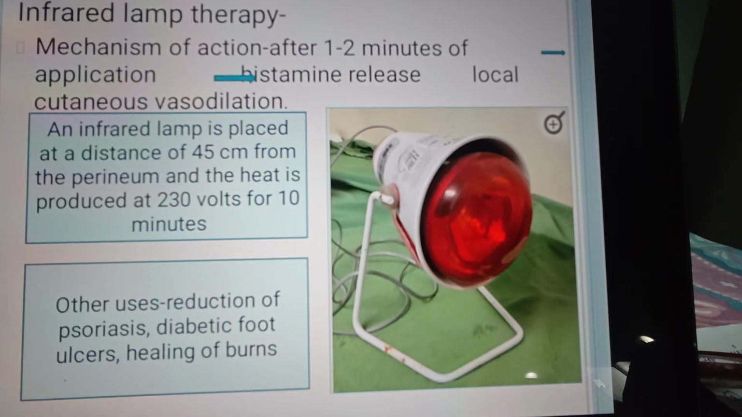What are the other uses of this infrared lamp therapy? This lamp therapy can be used for psoriasis, diabetic foot ulcers, and the healing of burns.